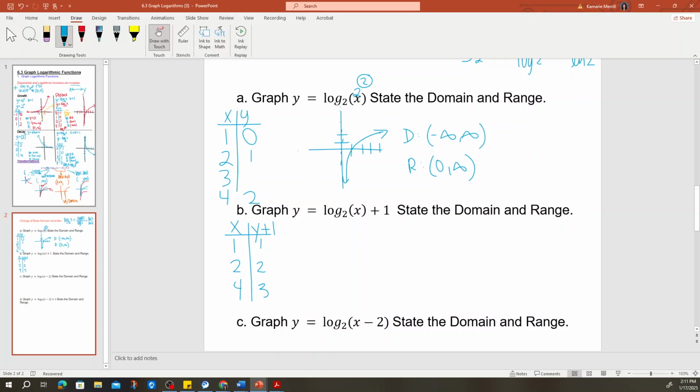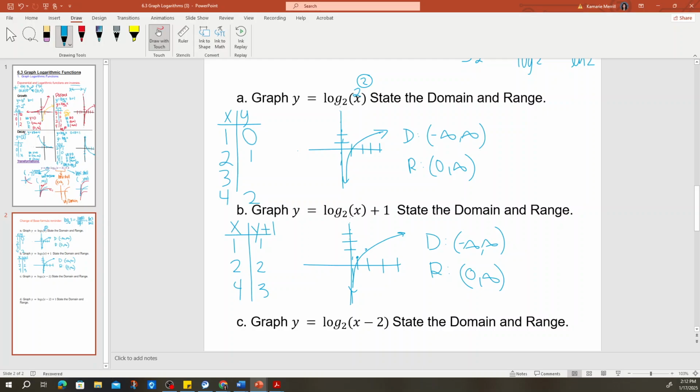Did my domain and range switch at all? Did I move anywhere to change either of these? Moving up 1 does not change it, right? I kept these the same. Did my vertical asymptote change at all, just by moving my values up 1? No. We did not change our vertical asymptote. We just simply moved up a little bit. And so we have these values. We're over here at 4, 3. Nothing changed.